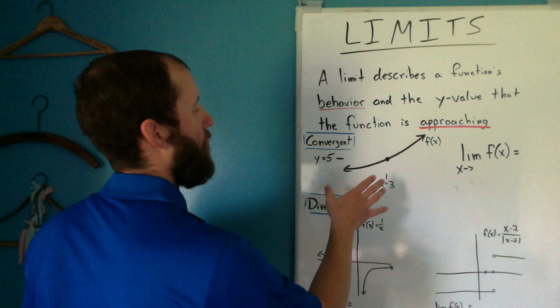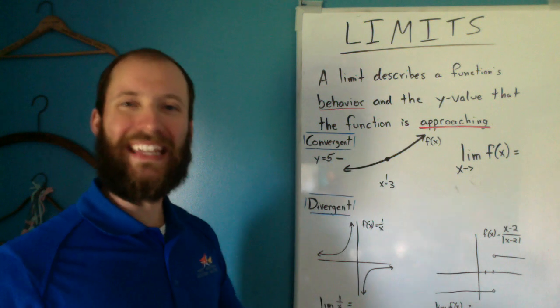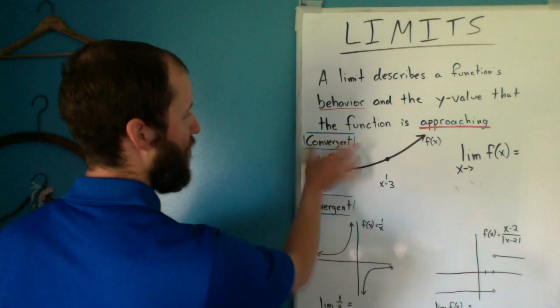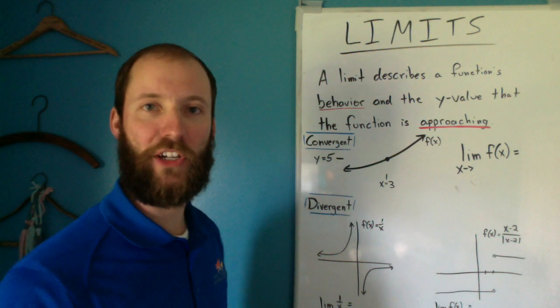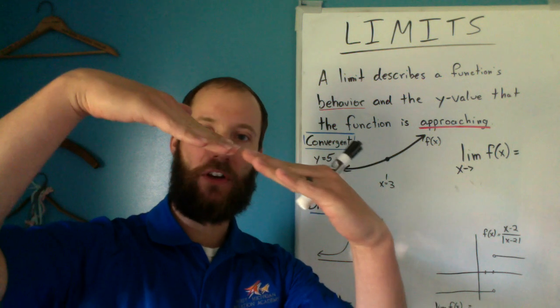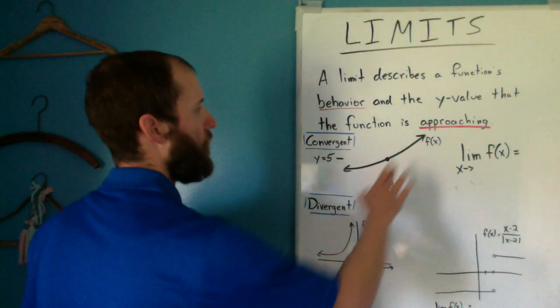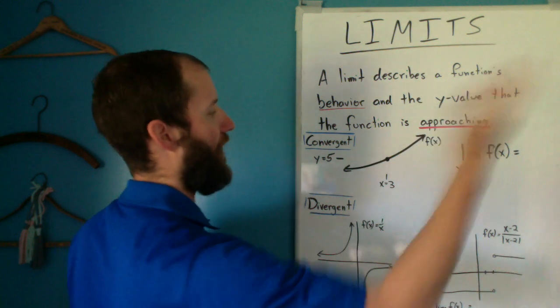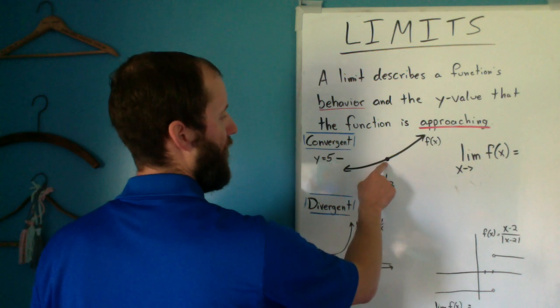Now, the first type of limit we're going to talk about is one that is kind of easy to wrap our minds around, okay? Convergent behavior. Convergent means converging, going together. So I have some curve here, I'm going to call it f of x. And I have this point in particular.